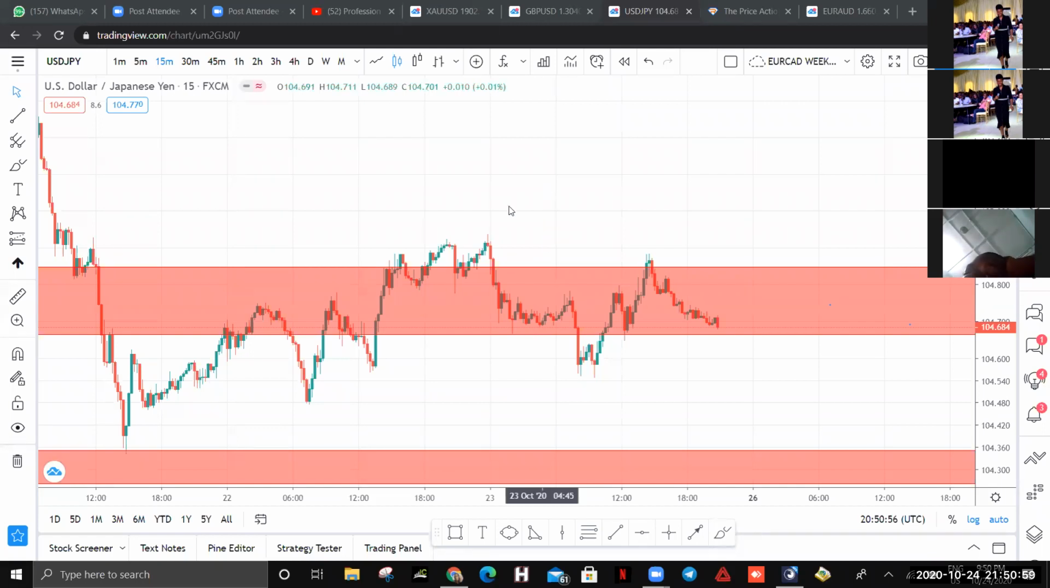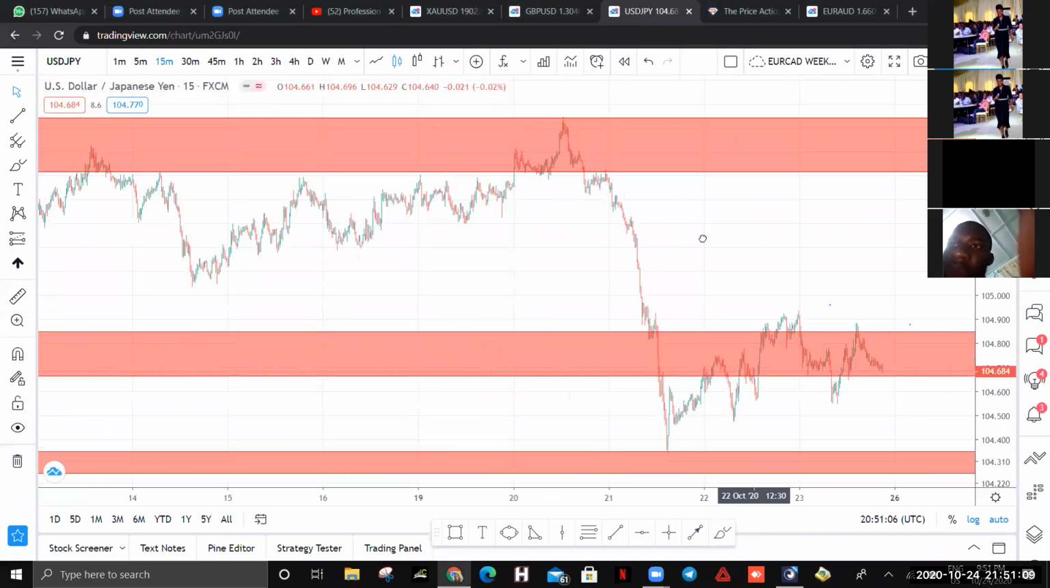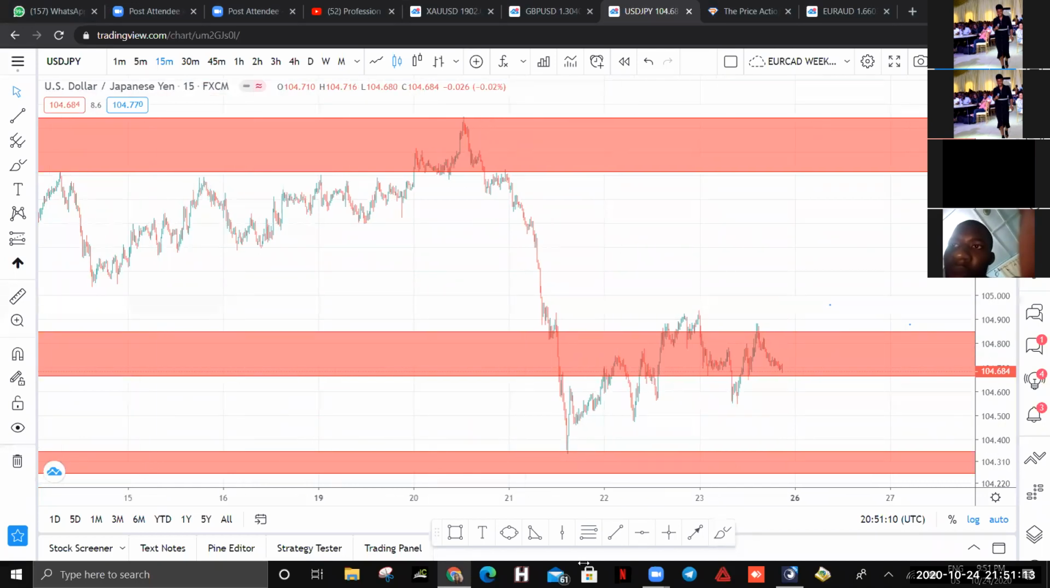Okay, let me do a recap. Remember the first step. You draw your zones in the market. And this is a zone we spotted on USD JPY using the H1 time frame, right?